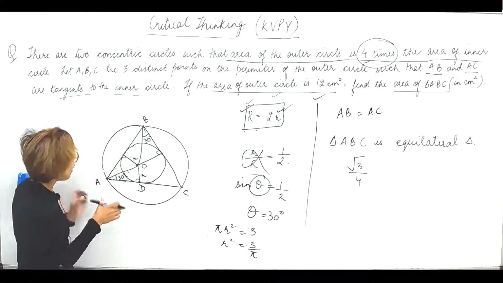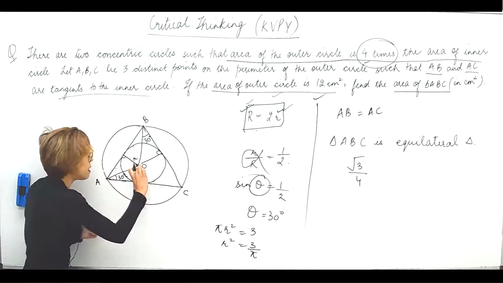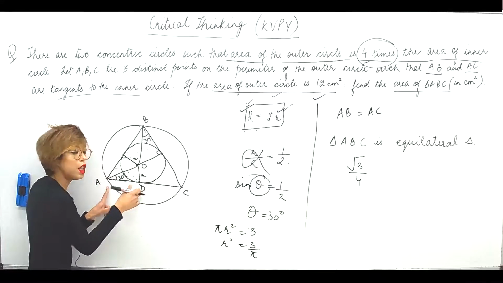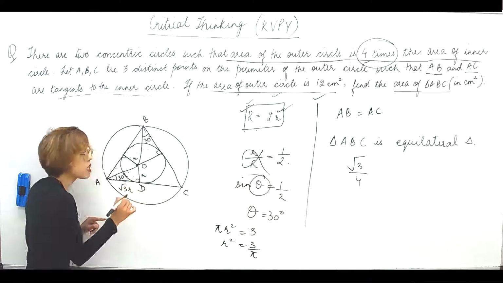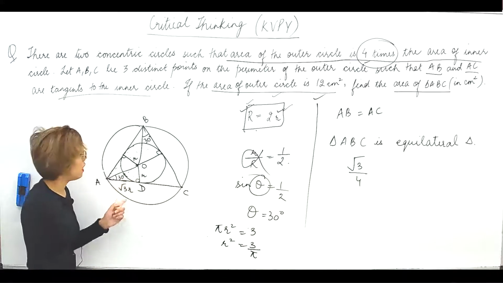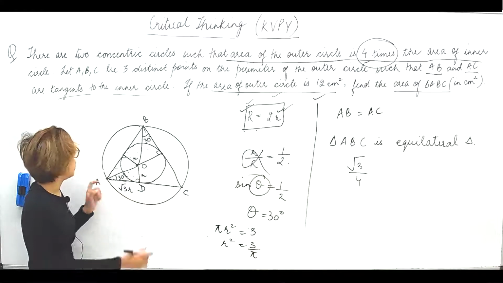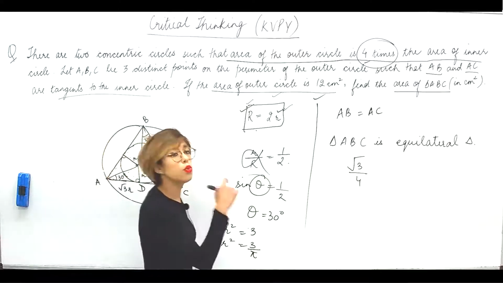Right? Done. Now here I am interested in the length AD. Now this is r. AD will be root 3r. Can I directly say it? Because tangent is getting involved. Right? So what did I need to find? AC. AC is nothing but 2 root 3r.